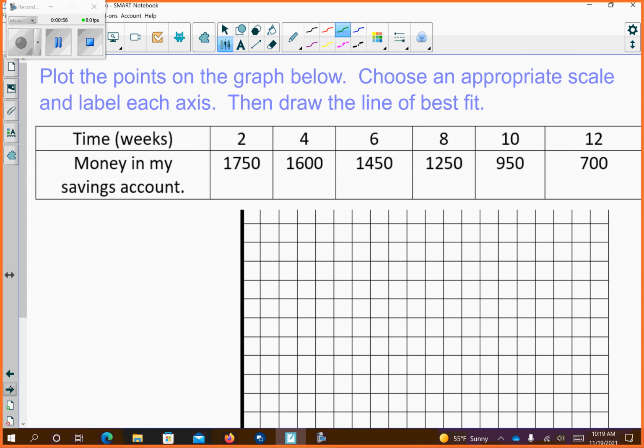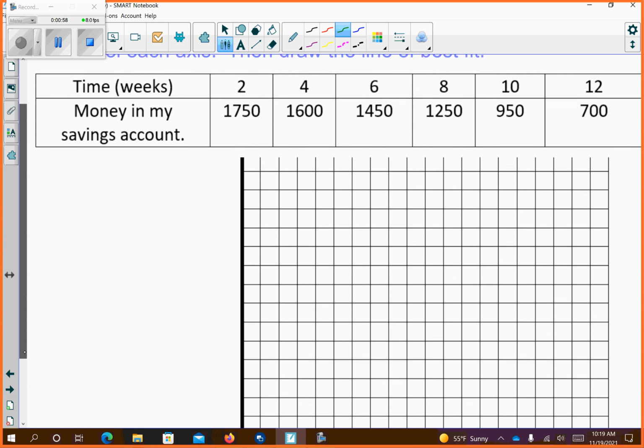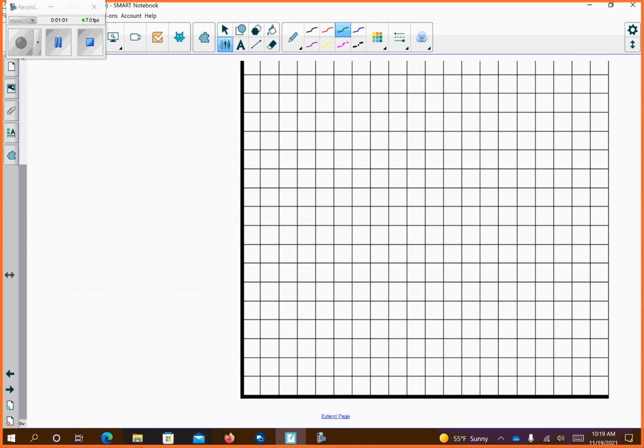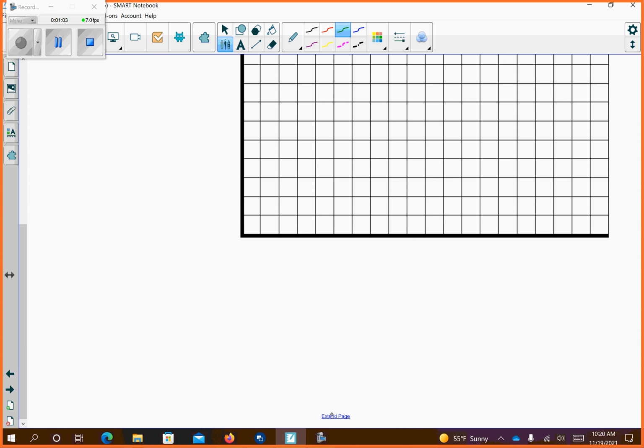All right, plot the graph on the graph below. So I'll extend mine a little bit. So here I'm going to go time in weeks. And then this is money in the account. All right, so time in weeks, it looks like we go up to 12 weeks. So I think what we could do, this is our x value, our x-axis. So this is our independent.